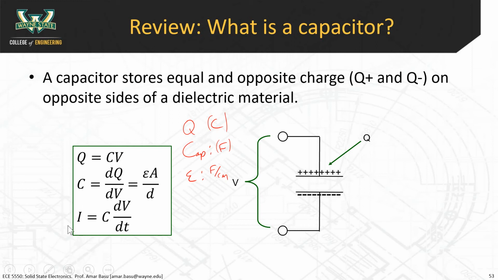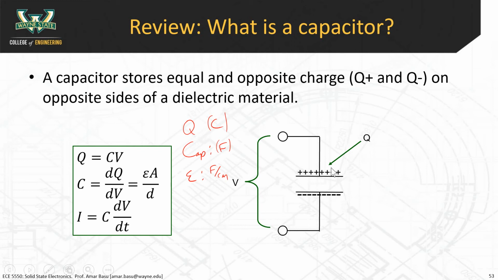And then this relationship, which you saw on the previous slide, I is equal to C dV/dt. Those are the important relationships for a capacitor. Now this second one, epsilon A over D, is important because that is what actually allows us to calculate the capacitance of a diode.